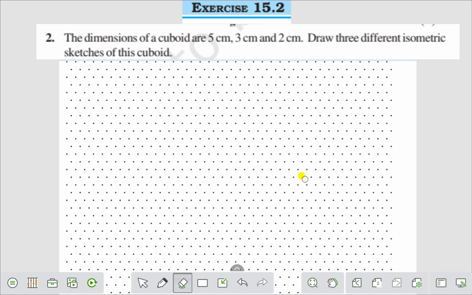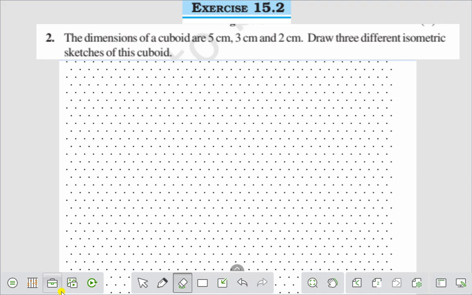Hello everyone. Today I shall discuss exercise 15.2 question number 2. The dimensions of a cuboid are 5 cm, 3 cm and 2 cm. Draw three different isometric sketches of this cuboid. Right? Let's draw. That is, length is 5, breadth is 3 and height is 2 cm.